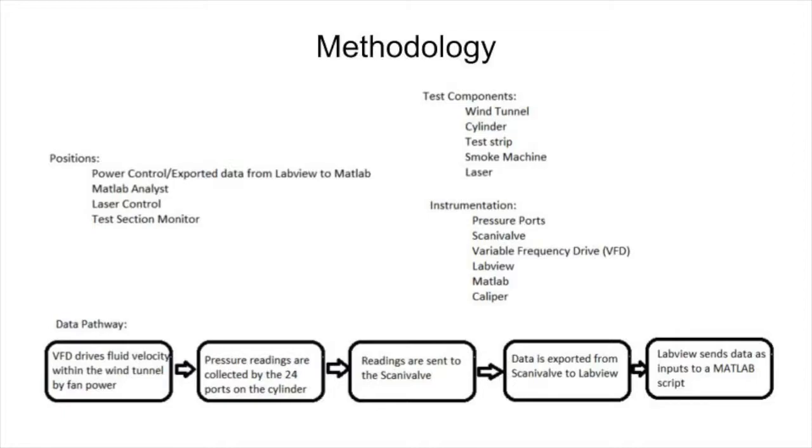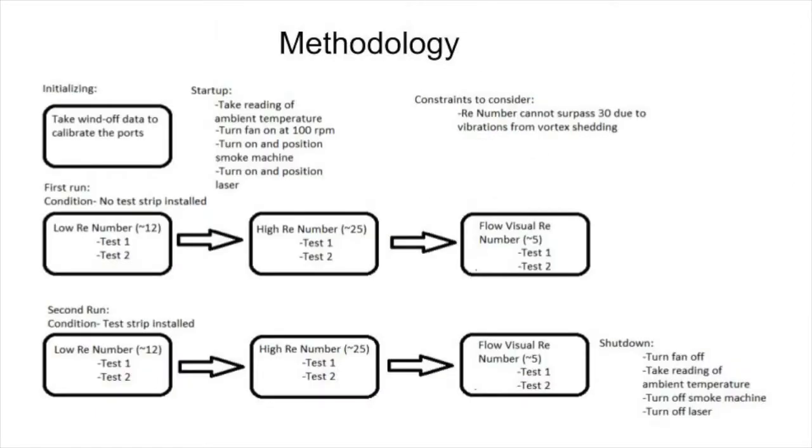The data acquired from wind tunnel testing flowed in the following pathway. The fluid velocity within the wind tunnel is driven by the fan power, which is controlled by inputs by the VFD. Pressure readings from the 24 pressure ports around the cylinder are then sent to the scanner valve for translation. In our tunnel setup, this data is then exported from the scanner valve to LabVIEW, where it is then inputted into a MATLAB script that outputs the data in a more easily evaluated form.